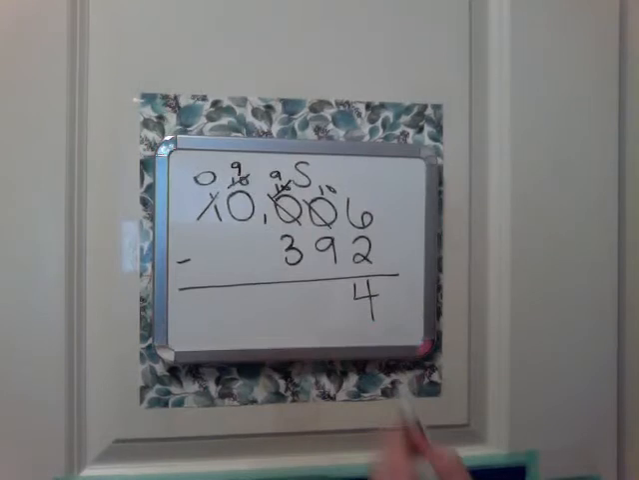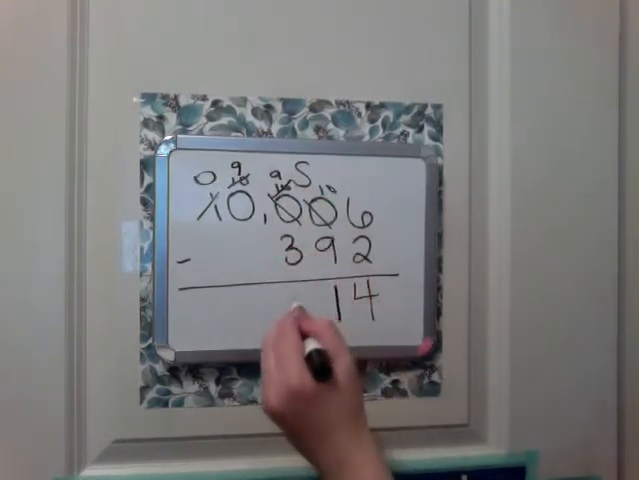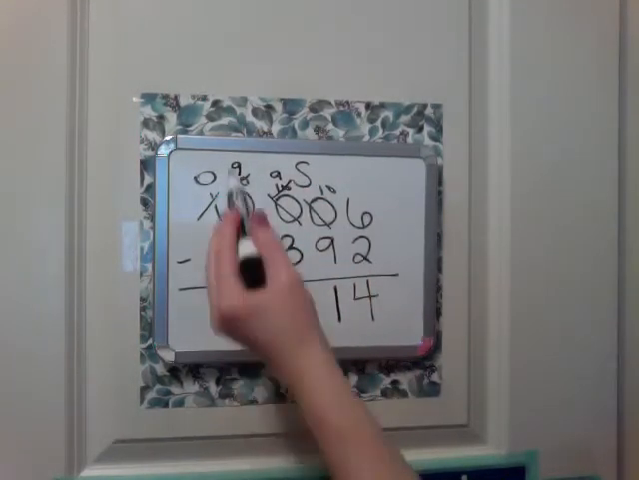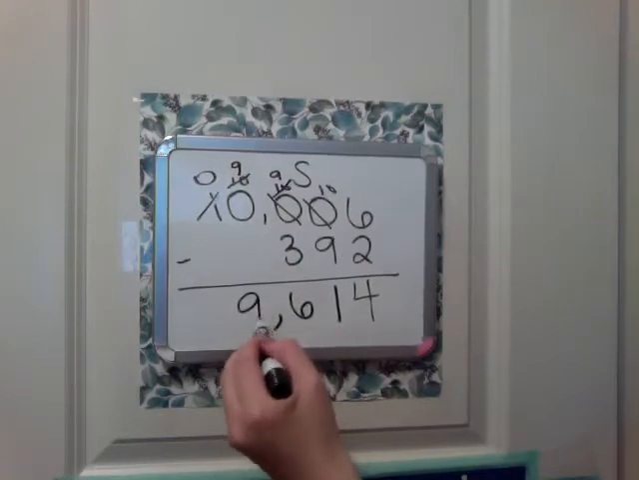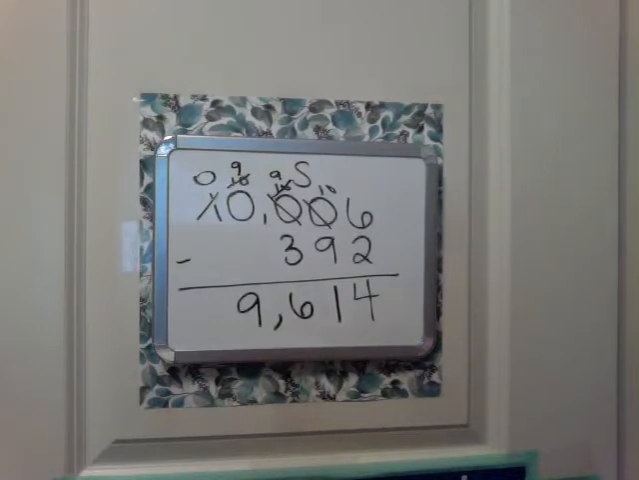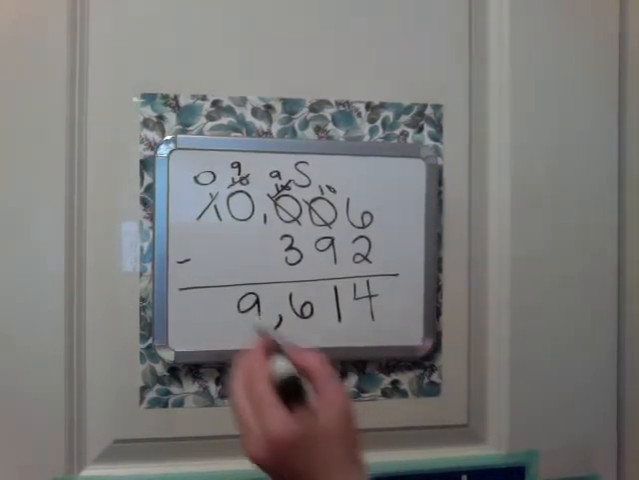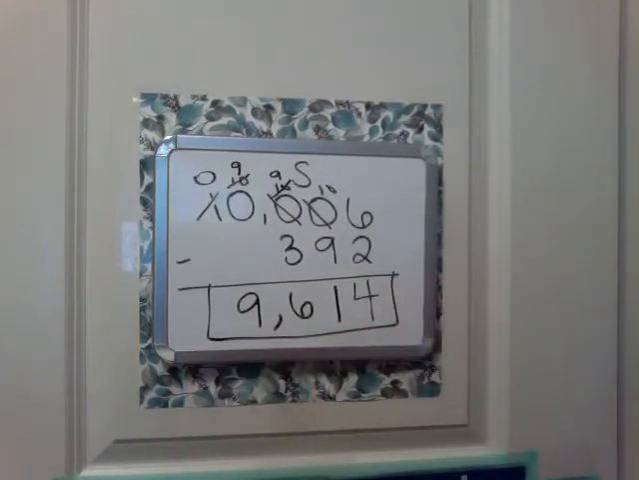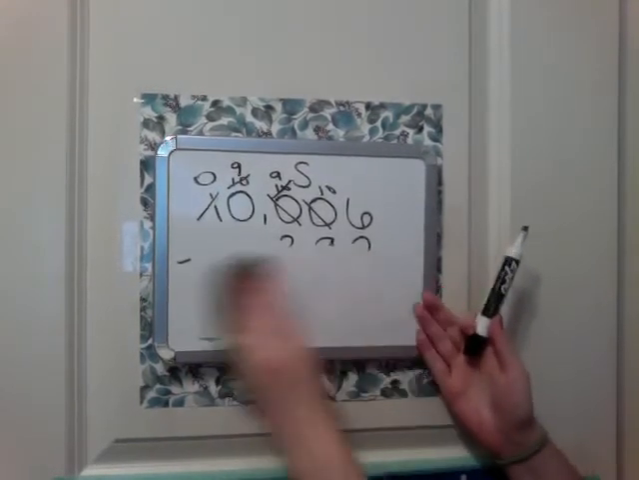10 minus 9 is 1. 9 minus 3 is 6. 9 minus 0 is 9. You do not have to write that 0 since it's at the front of your number. Your final answer should be 9,614. Give yourself a star for that answer.